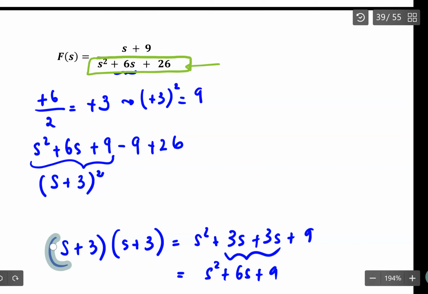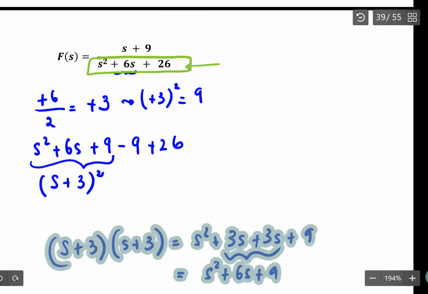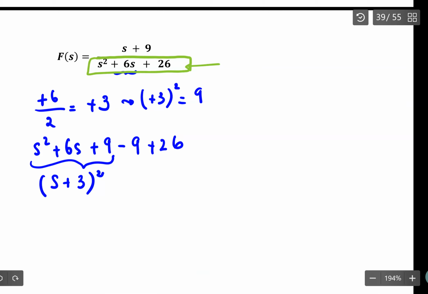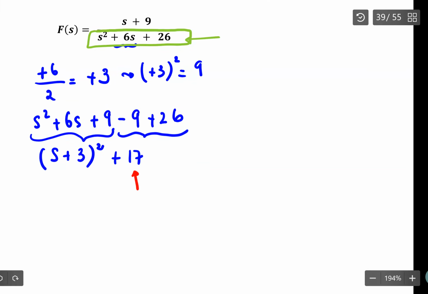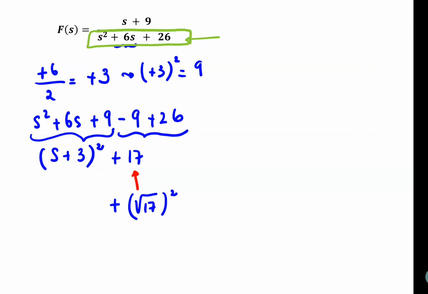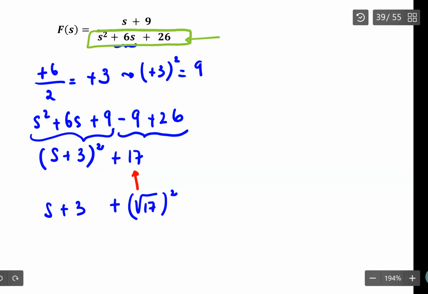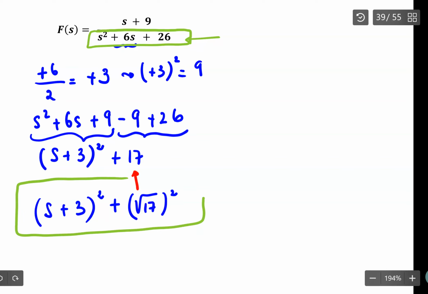So the next step is to evaluate negative 9 and positive 26. So negative 9 add 26, I should have positive 17. I need to convert this into a square. So convert that term into a square. I can write it as square root of 17, squared. Square root of 17 squared will give me 17. So it's very important to write both terms as squares, as in completing the square. It's very important at this point to note the statement.